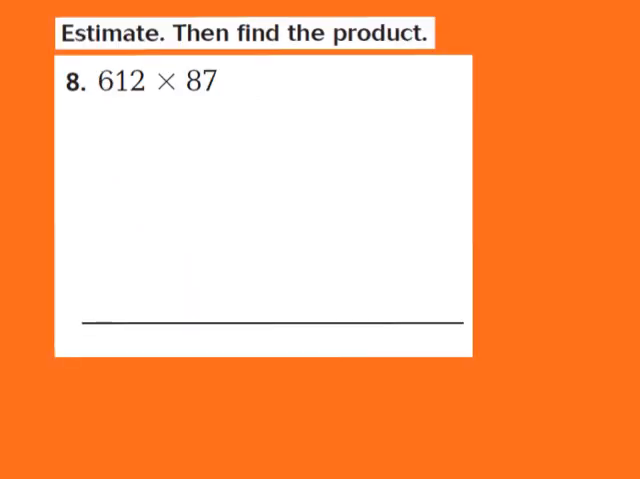Now, let's take a look at question number 8. Once again, the directions say to estimate and then find the product. For number 8, they give me 612 times 87. And once again, I'm just going to rewrite the problem first so that it's in an easier format to work with. So I'm going to write down 612 times 87.